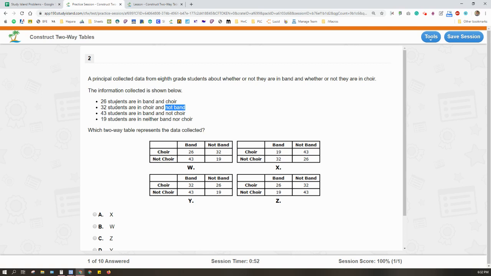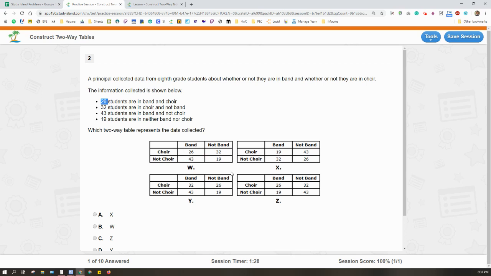Okay, so this is pretty simple. We just got to match up these numbers with what these tables say. So let's go ahead and look for the very first one, 26. 26 students are in band and choir. So we want to find the table that says band and choir in 26. W has that. There are 26 people in band and choir. So when I look at the table for W, the people who are in band, there's 26 that are in band and choir, and there's 43 that are in band but not choir. The first number we're looking for is 26, so this table matches that so far.